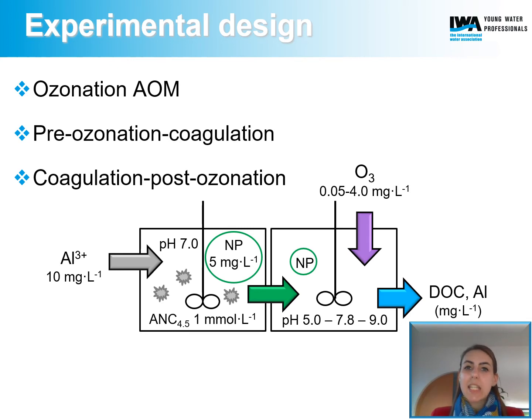Finally, we tested coagulation with post-ozonation. At first, the non-proteinaceous fraction was coagulated under optimal conditions, which were 10 mg per liter of aluminium at the pH value 7.0. Then followed post-ozonation under conditions same as for pre-ozonation.